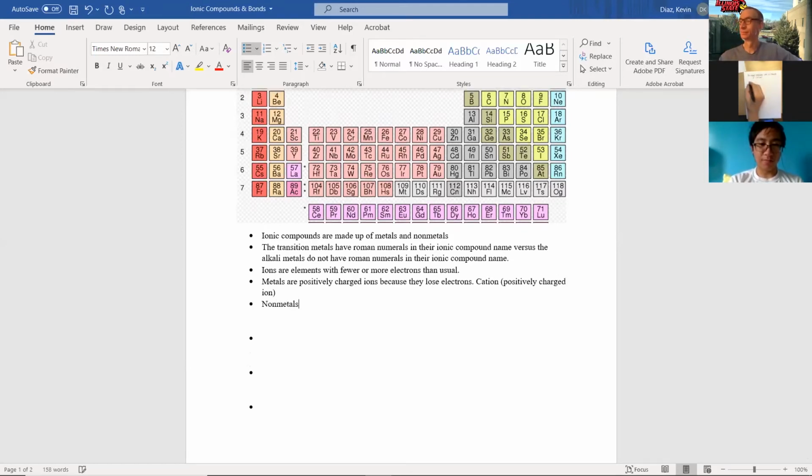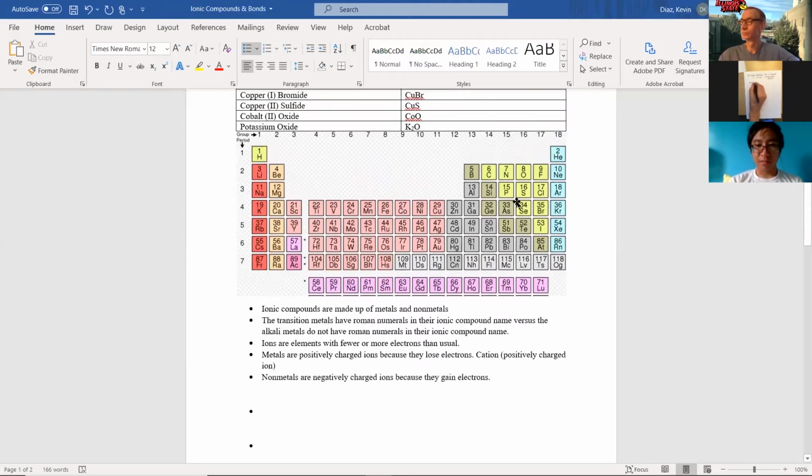Nonmetals are negatively charged ions because they gain electrons. I guess I'm getting a little ahead, but these elements on the right, the nonmetals, have a lot more valence electrons. In this group right here, they have 7. In this group over here, they have 6 valence electrons.